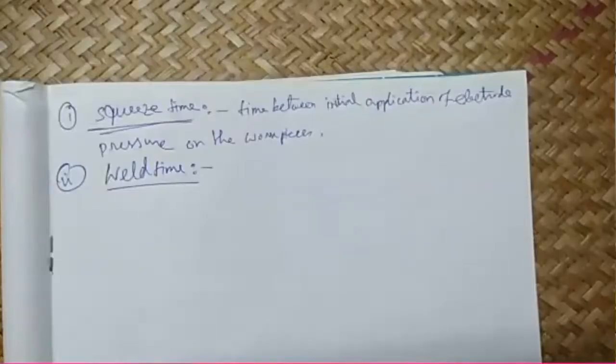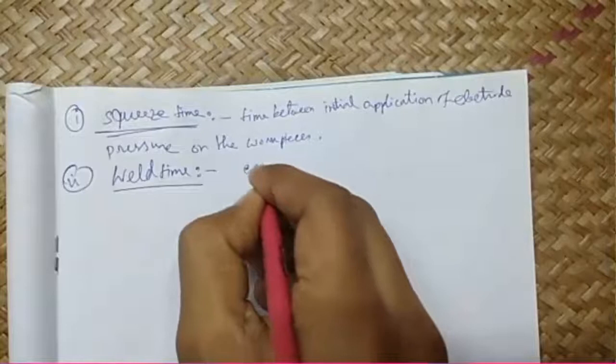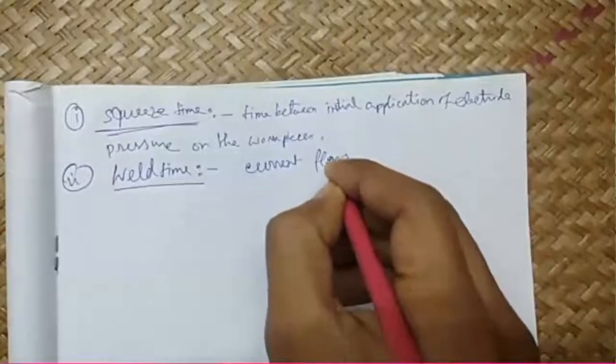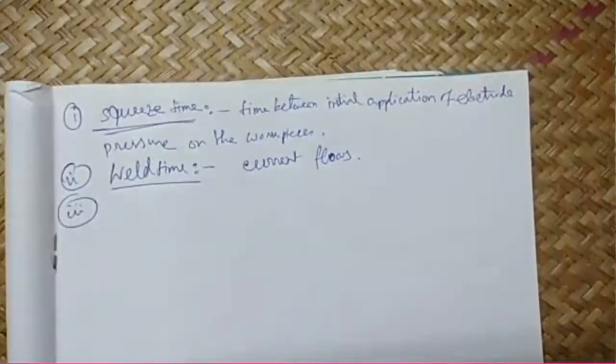Weld time. So during this stage, the current flows through the circuit from electrode to the workpieces. So this time we just write current flows. I am writing it very short, but that doesn't mean when you're writing in exam, you write just current flows. You have to write from where to where, how the current is flowing. Just you need to complete the whole line.